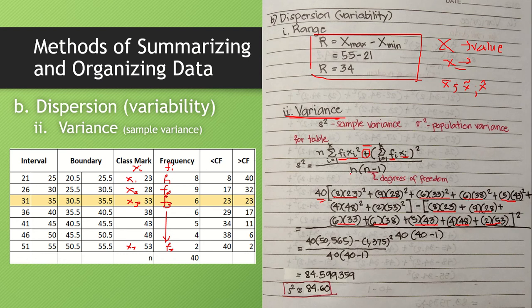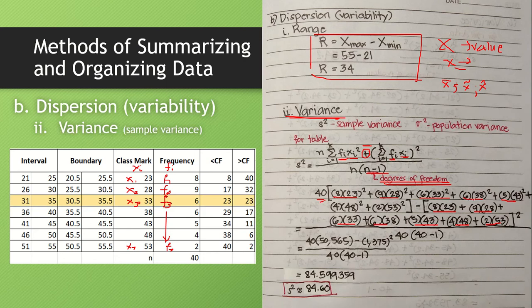And divide it by n times the quantity of n minus 1. Commonly, n minus 1 refers to the degrees of freedom. You can check for the meaning of degrees of freedom. What does it mean when we say degrees of freedom? Anyways, we'll just proceed to the calculations.